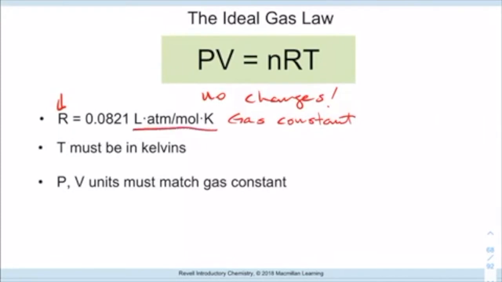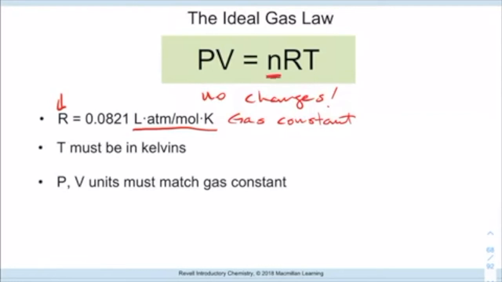And R's units dictate all the rest of the units, okay? Pressure, volume, and temperature all must match the units of R. So previously we've been working in PSI and torr and millimeters of mercury. But now we have to be in liters, atmospheres, moles, and kelvins in order to use this equation.